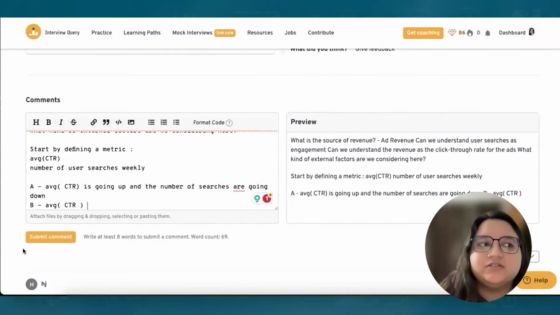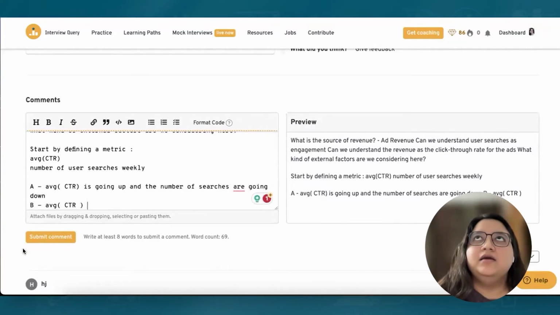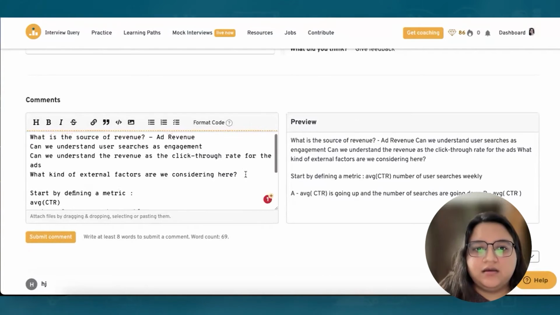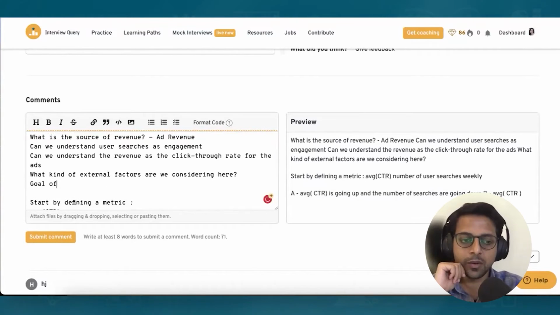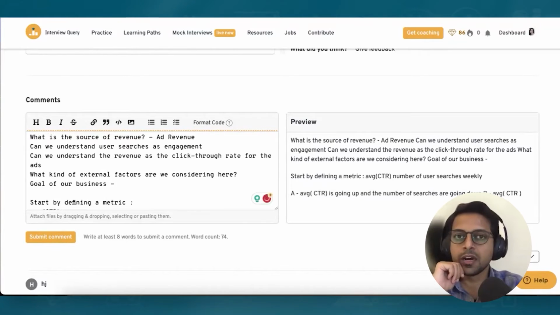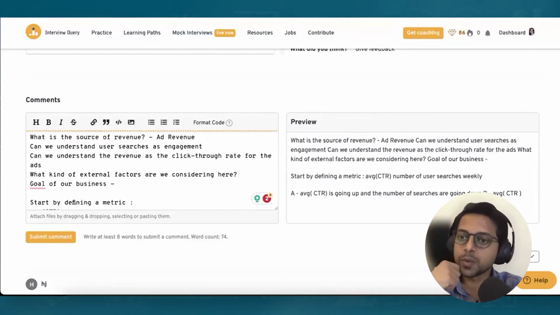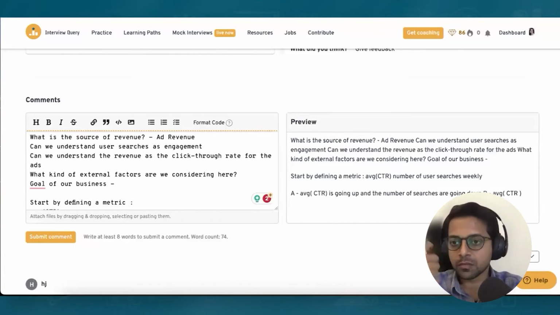Sorry, just one more question. When we say, is this good or bad, what exactly is the goal of our business? Right. That's a very good question. So we should think of a North Star metric. For the purpose of this problem, we can say revenue is the goal of the business. Right. To drive more revenue.